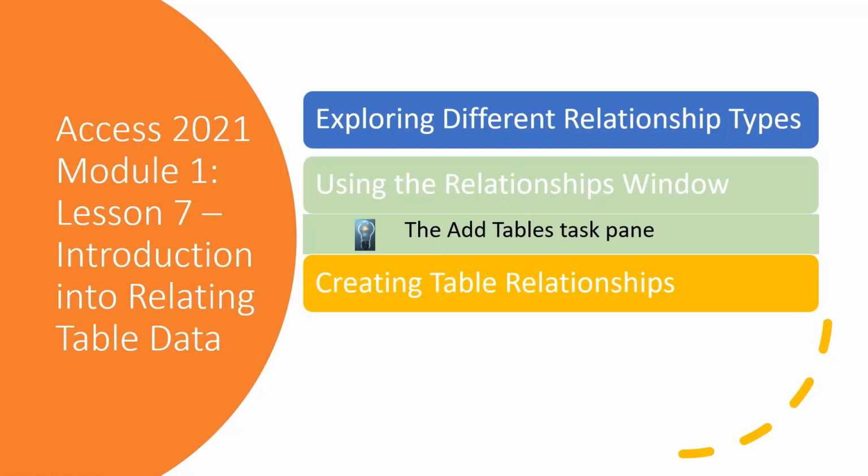When we toured the Northwind database, we did look at how the tables in that database were related to each other by using the relationships window. In this lesson, we're going to start by exploring different relationship types that are supported in Microsoft Access. We will be using the relationships window. Depending on your prior version of Access, the Add Tables task pane could be a new feature for you. And then we're going to actually create table relationships for the database that we created.